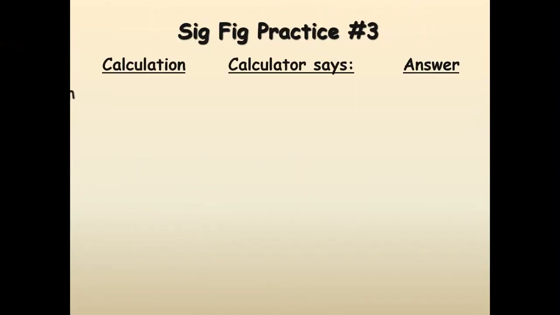Let's try some. I type this in the calculator, 3.24 meters plus 7.0 meters. I get this, but since this has 1 digit past the decimal, where this has 2, I'm going to round to only 1 digit past the decimal. Notice I'm not doing number of digits. I'm looking at the location, or the number of decimal places.